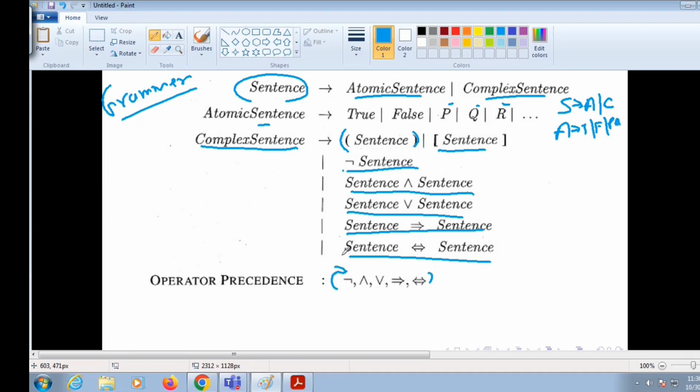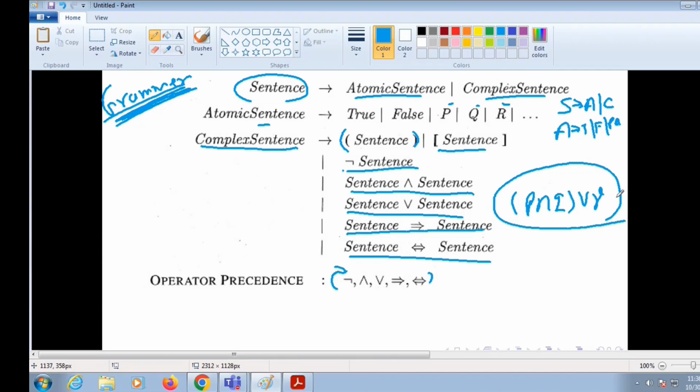So why am I telling this? Can you write P and Q or R? If I ask you that, can you write it like this? If this is the grammar, can you create this statement? Is this a right word? If I ask that, is it a well-formed formula?